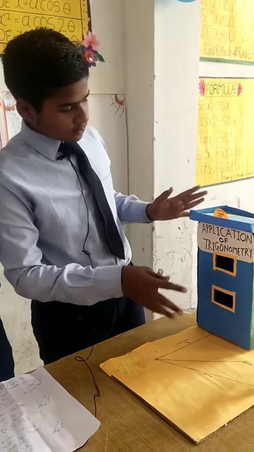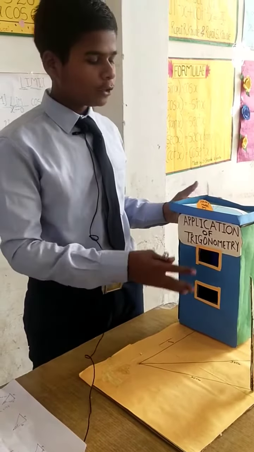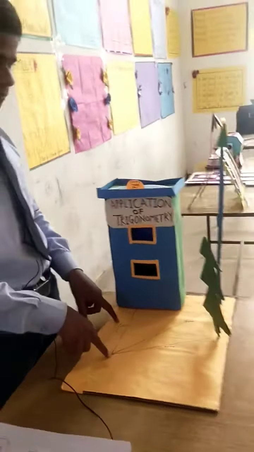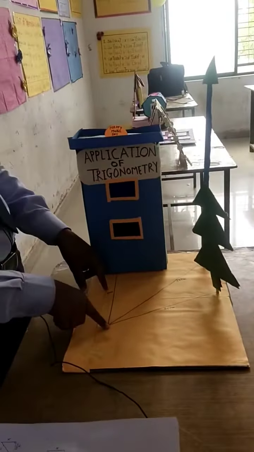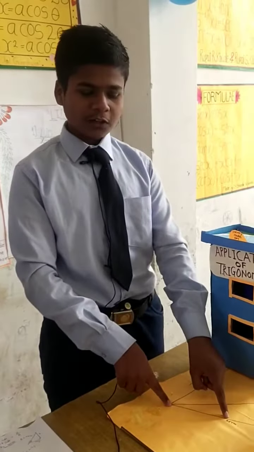This is the model of application of trigonometry. With this model, we can calculate the height of any object from us. The distance of the house from me is 20 centimeter. The distance from the tower to me is 32 centimeter, and the distance from the tree to me is 25 centimeter.